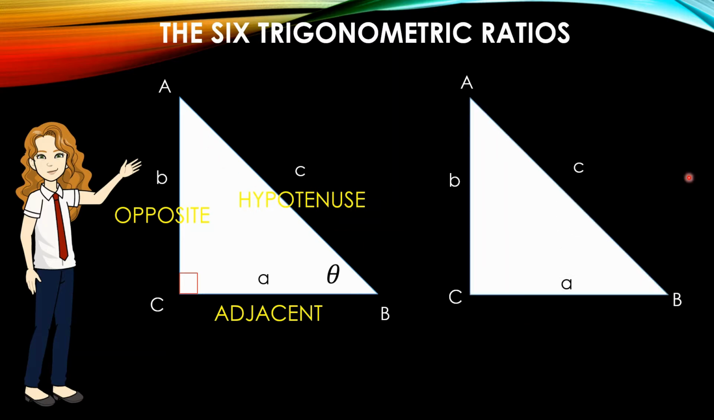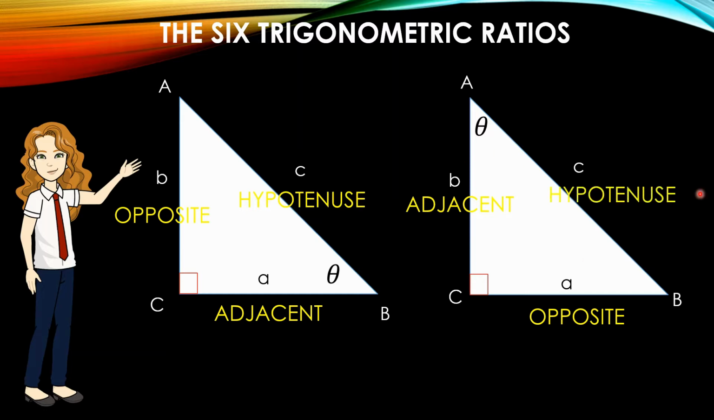Okay, the other right triangle, same right triangle, right angle at C. So our reference angle is angle A. So where is the opposite? This is the opposite side, and that is side a. Then the adjacent is side b. And the hypotenuse is also side c. So those will be the parts of the right triangle in the 6 trigonometric ratios.